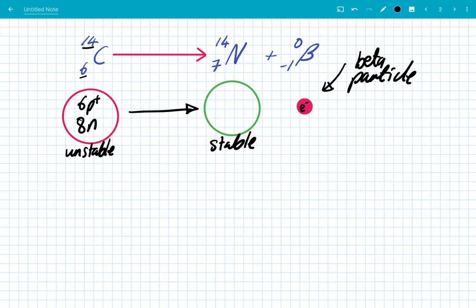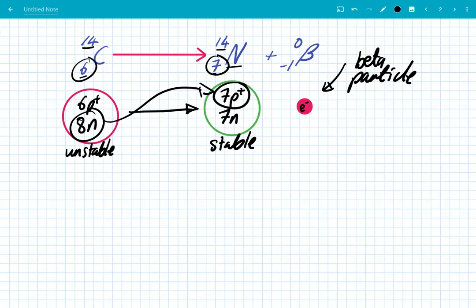The carbon has decayed into nitrogen. Nitrogen has an atomic number of 7, so it's now got 7 protons. And 14, the atomic mass, take away the atomic number of 7, means it's got 7 neutrons. So you can see here, carbon has decayed into nitrogen and it's emitted a beta particle. But there's been a change in the nucleus. One of these neutrons has actually turned into a proton, and that's why the atomic number has gone from 6 to 7. So let's just have a look at what's actually going on.